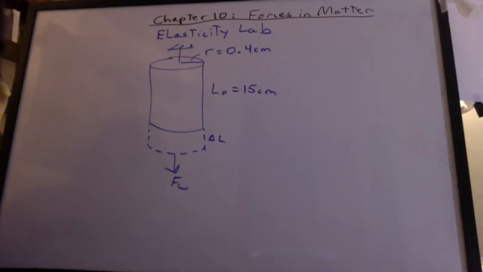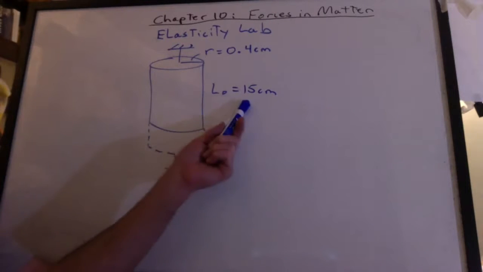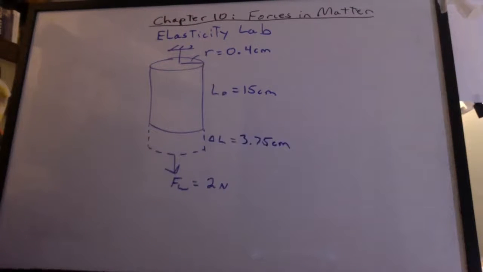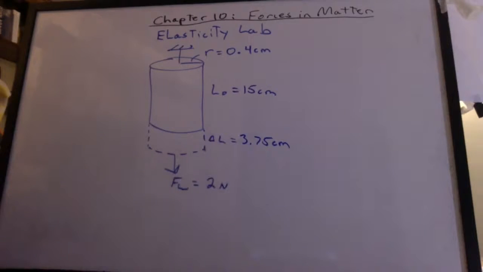Now I'm going to make up data just to try a problem and not do the data from the lab. That's the data you're supposed to collect yourself. I'm going to imagine that we have an original length of 15 centimeters and a radius of 0.4 centimeters. And imagine we pull with 2 newtons and it stretches 3.75 centimeters. Let's calculate the stress.